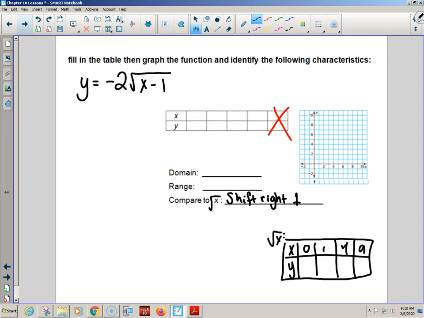So I take my 0 and I say, I'm going to add 1. I take my 1, I'm going to add 1. I take my 4, I'm going to add 1. And I take my 9, and I'm going to add 1. My new x's are going to be 1, 2, 5, and 10.